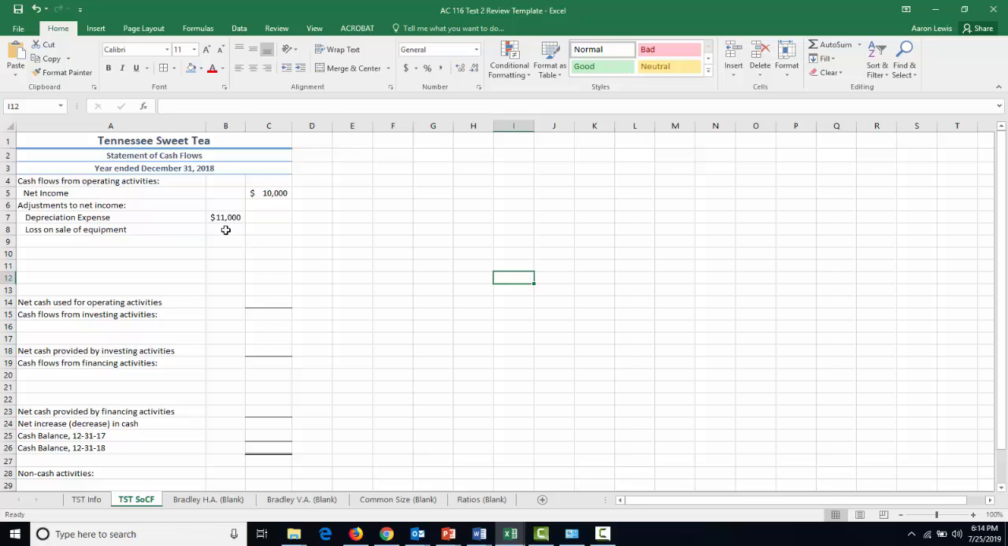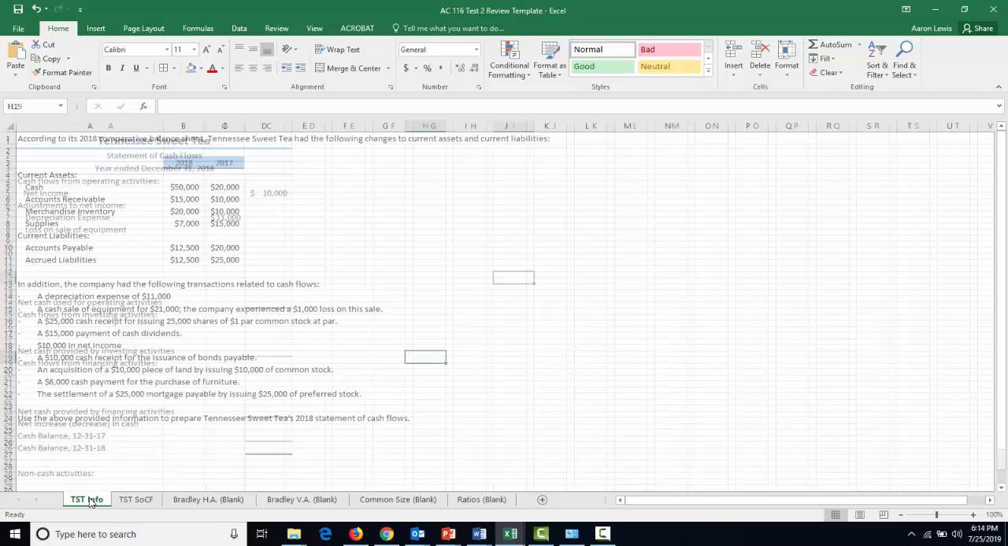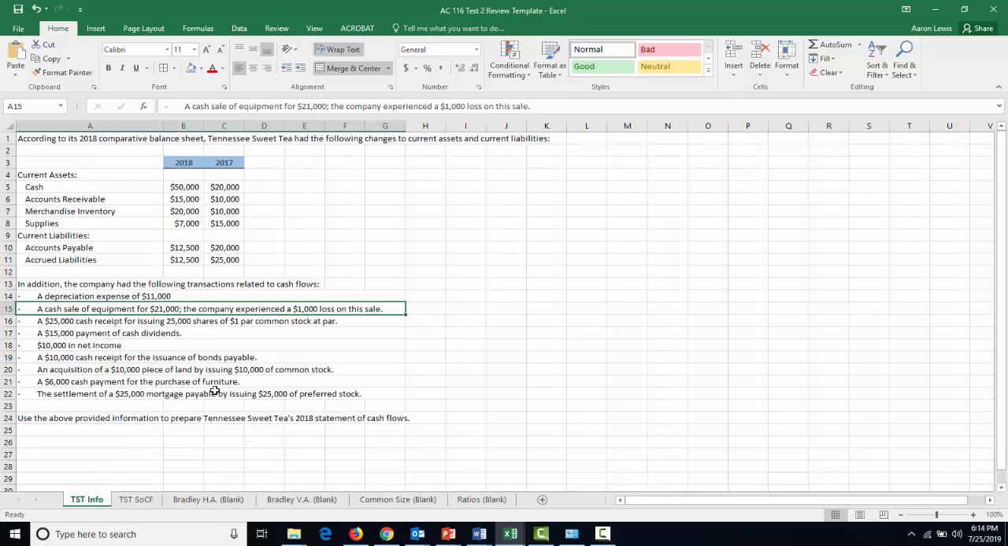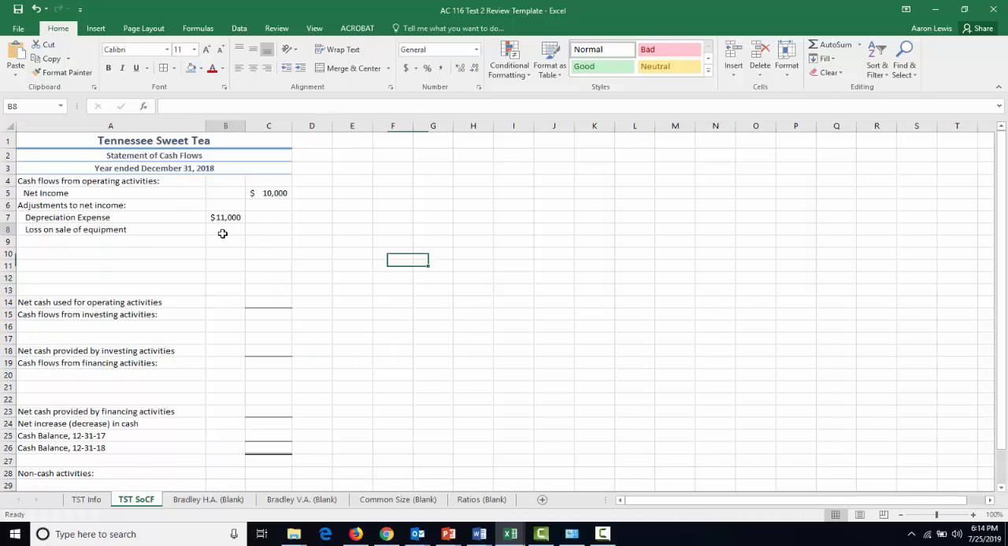And since a loss lowered our net income, what we're going to have to do is add it back in. Our loss was for $1,000. So we go to our statement of cash flows, and we throw that $1,000 back in.